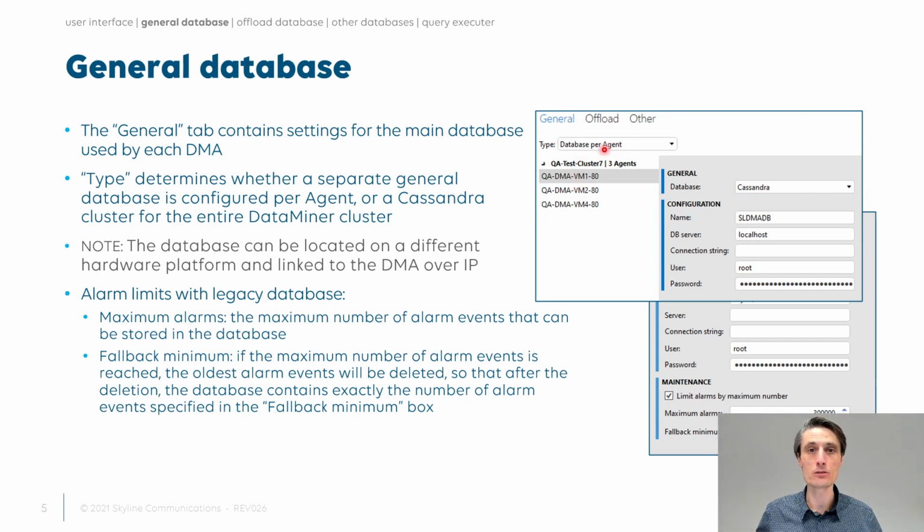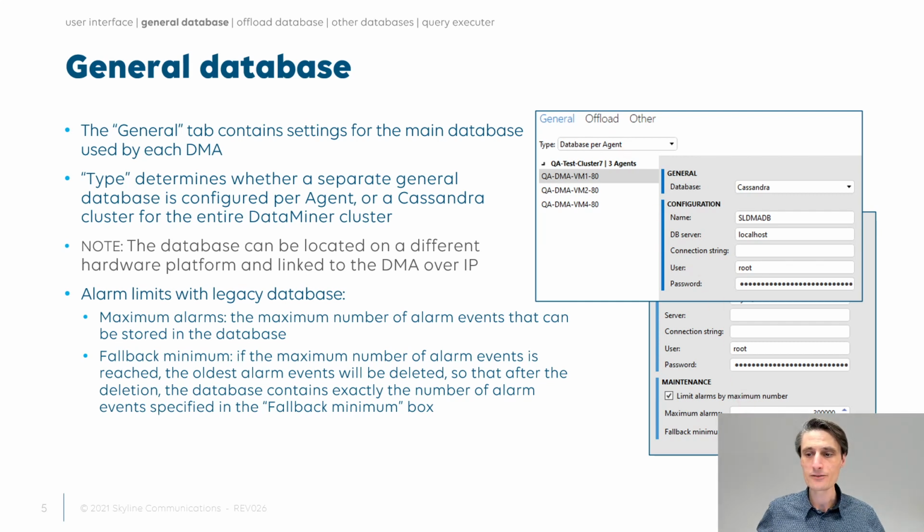Or you can at the top also now go for one Cassandra cluster for all your DataMiner agents. That allows you to have one cluster of Cassandras managing all the information. So if one node goes down, if you have a replication factor of more than one, then you still have your information available. So it does have some advantages to go for that Cassandra cluster.